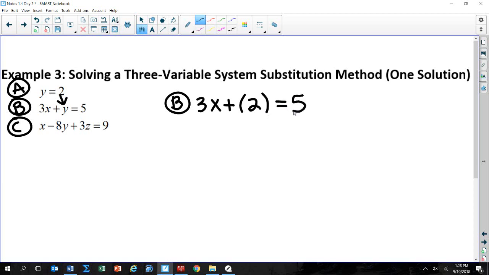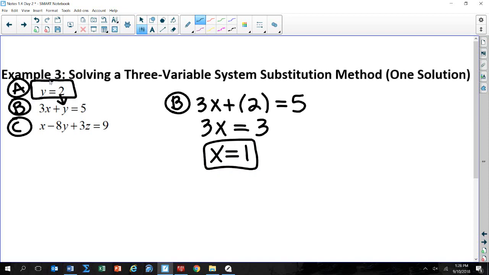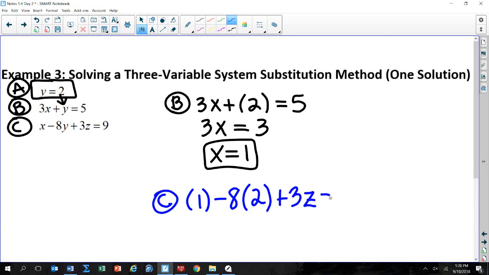Alright, now I have a 1-variable equation to solve. 3x equals, subtract 2 on both sides, 3. So x is 1. Alright, I've already got 2. I've got y is 2. I've got x is 1. Now what? Now you plug A and x is 1 into C, right? I know y is 2. I know x is 1. Now let's plug into C. Okay, so instead of x I'll write 1, minus 8y, and y is 2, plus 3z equals 9.